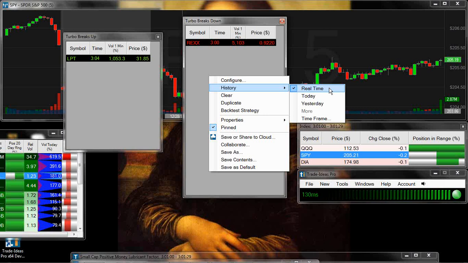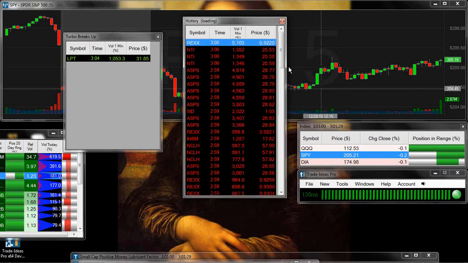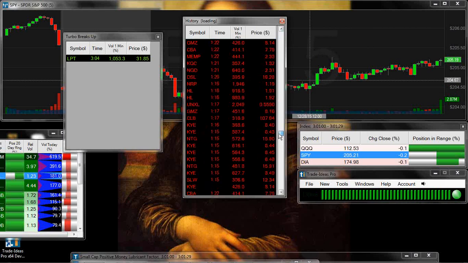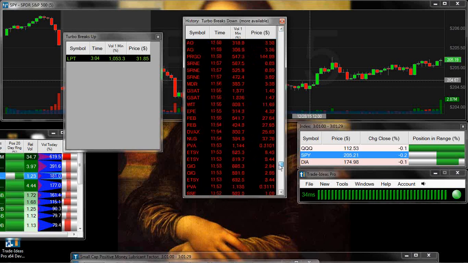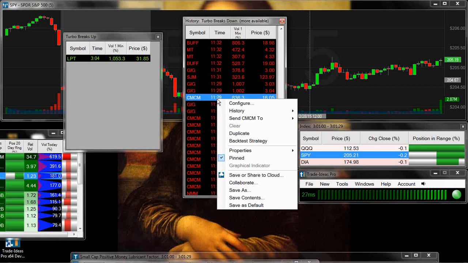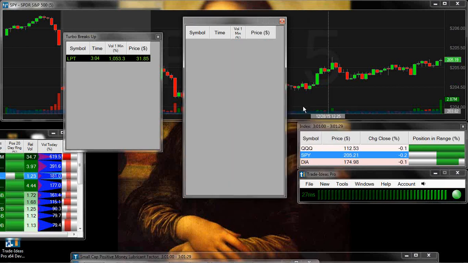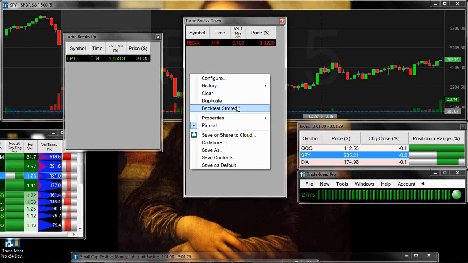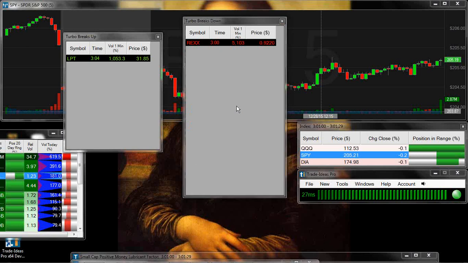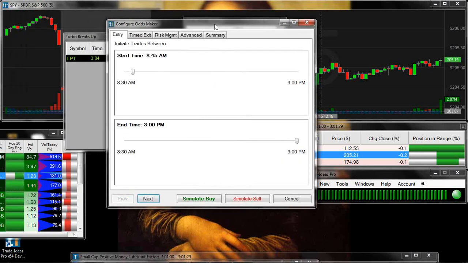So, for example, if I right-click and I come over here to real time, now this window is showing me everything that this configuration spawned today, and eventually I would get back to the open today, and it would start showing me all of last week's trades. It goes back 65 trading days. So the odds maker, if I just pop this back on real time, if I right-click and say backtest strategy, the odds maker panel pops up.